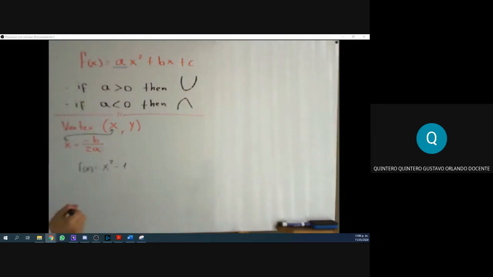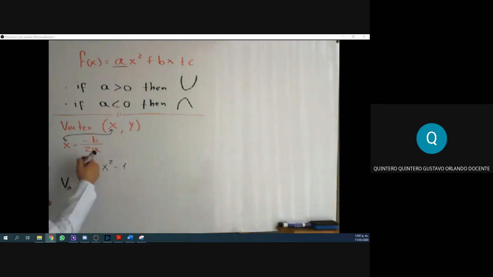Let's try to find the x coordinate of the vertex of this function. Here it is. In math, we usually call it the vertex x, to represent that we're looking for the x coordinate of the vertex, right? So the vertex x should be negative b over 2a. In our function, we do not have a value b, meaning the value of b is 0, right? So we have negative 0 over 2 times the value of a.